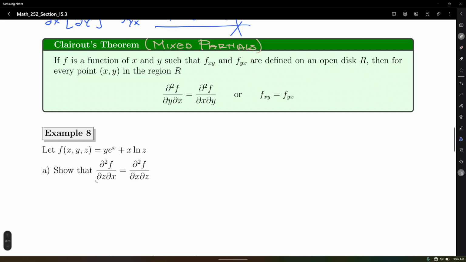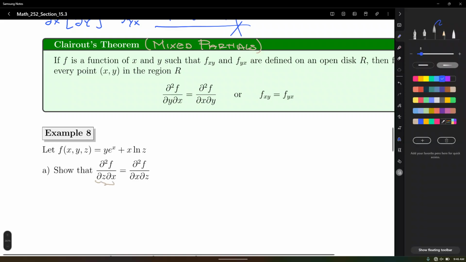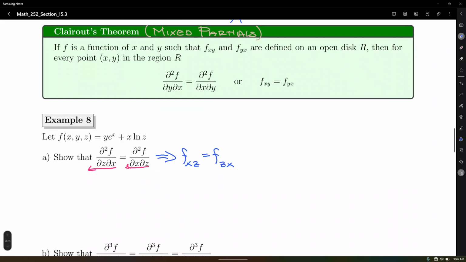Essentially we want to show that fxz equals fzx, right? Again, we're going in this order, and then the opposite direction. Okay. All right, let's find the partials.